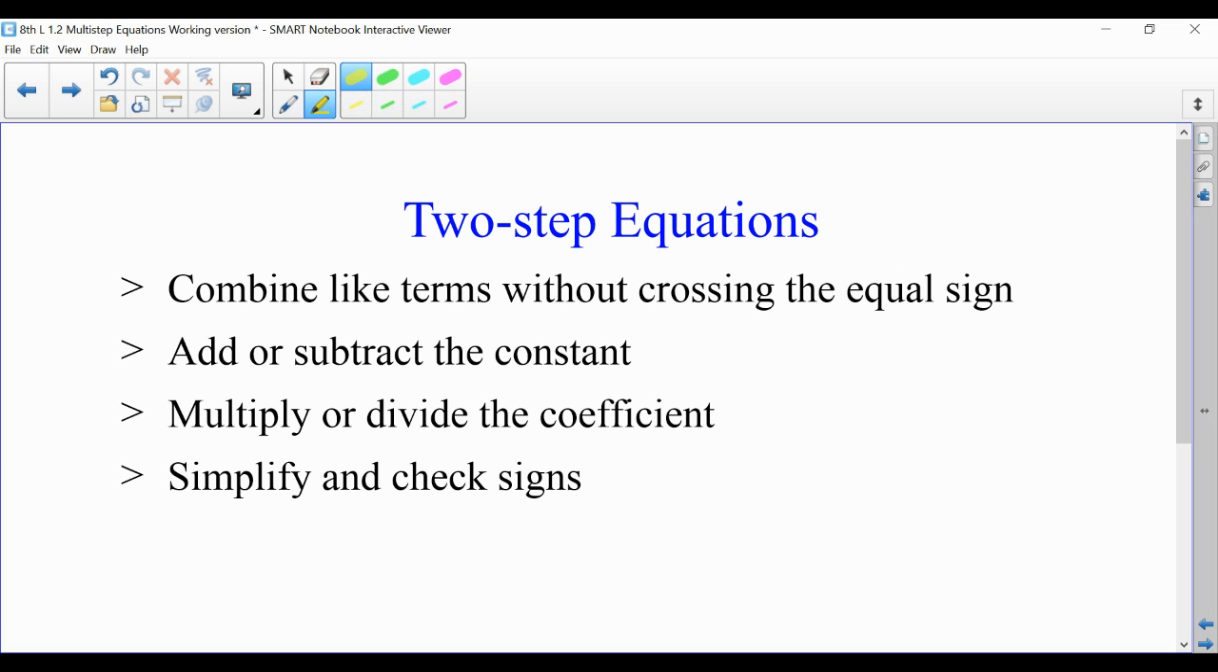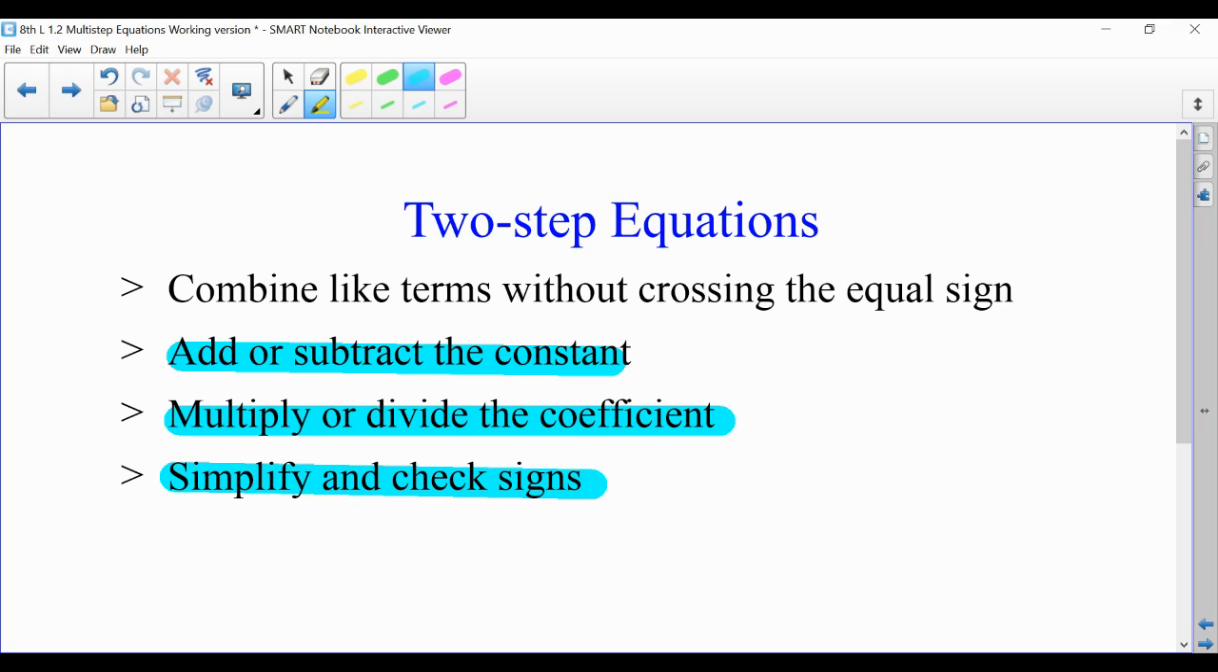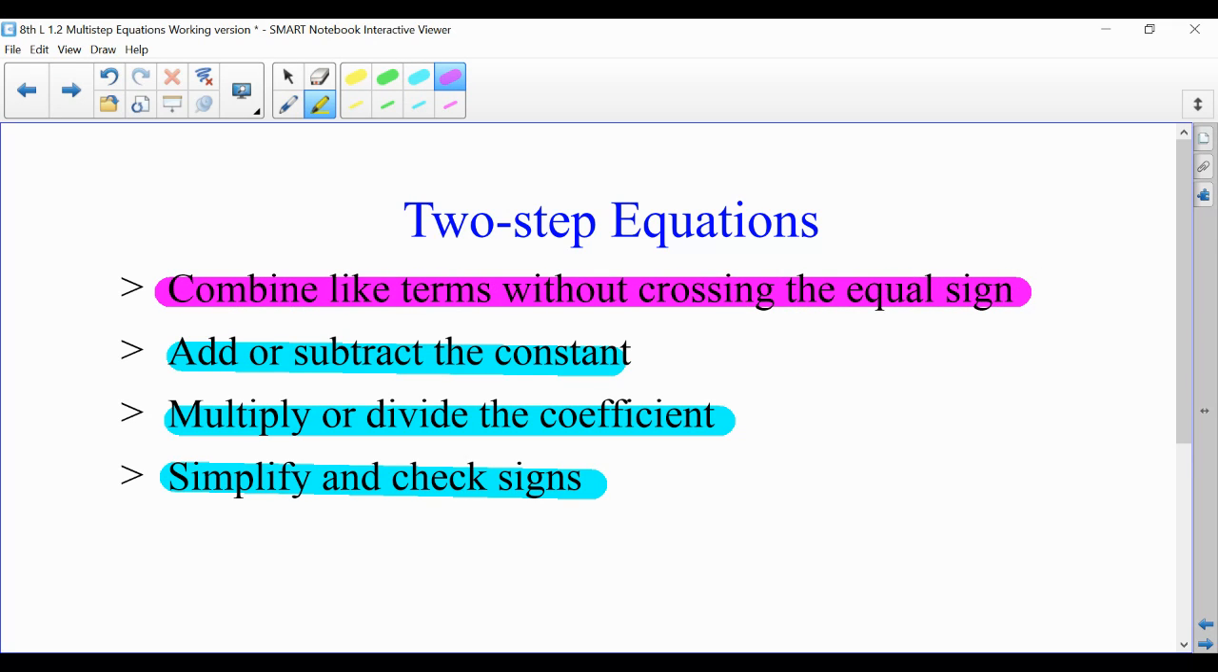These are the steps for solving two-step equations. We just went over most of these steps earlier, right? We had add or subtract the constant, multiply or divide the coefficient, and then simplify and check signs. But now when there's a lot of things on one side of the equation, there's something we have to do first before we actually get into solving the equations.